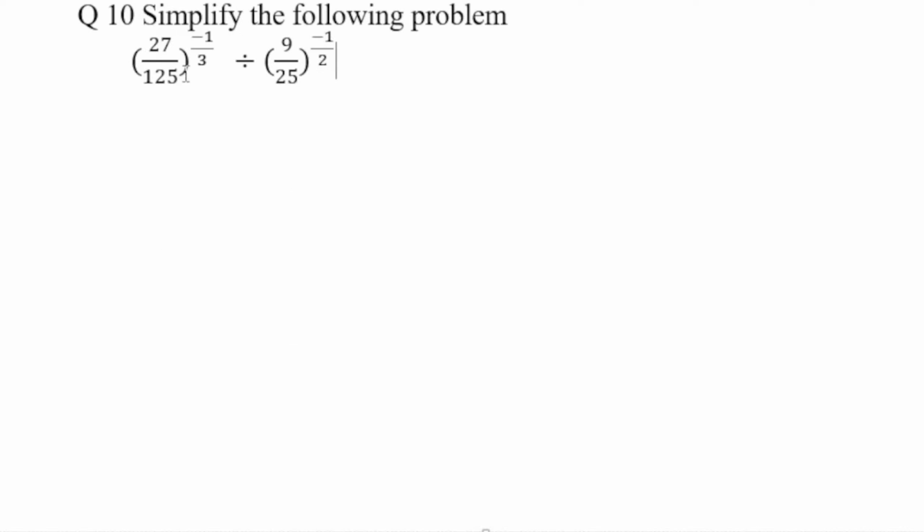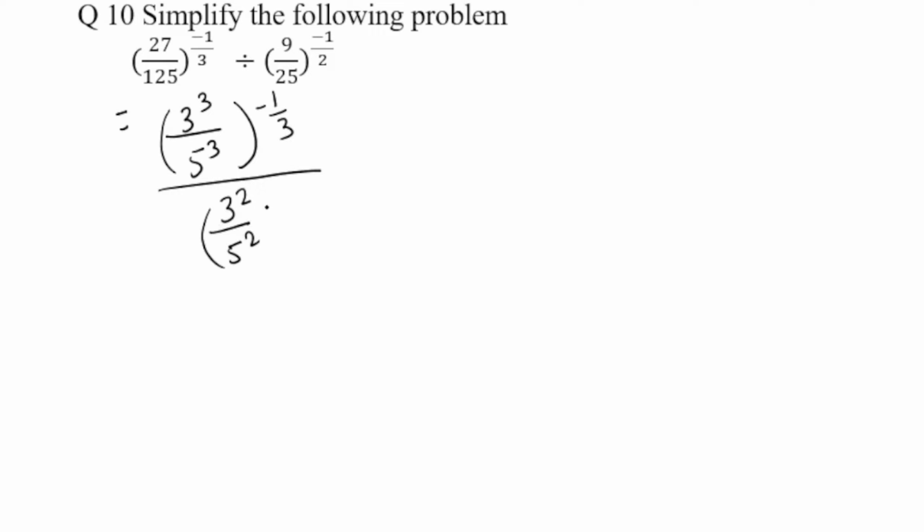Simplify the following problem. 27 by 125 to the power minus 1 by 3 divided by 9 by 25 to the power minus 1 by 2. We can write 27 as 3 to the power 3 divided by 125 as 5 to the power 3, to the power minus 1 by 3, divided by, we can write 9 as 3 square, and 25 is 5 square to the power minus 1 by 2.